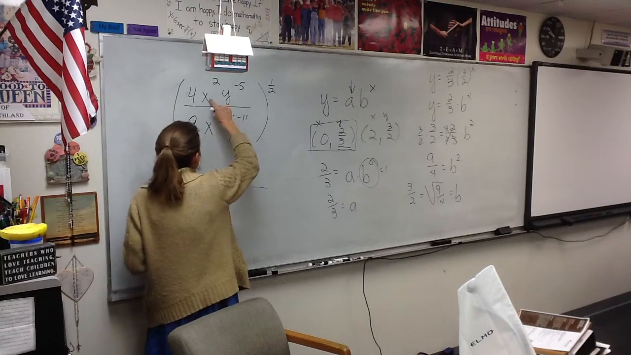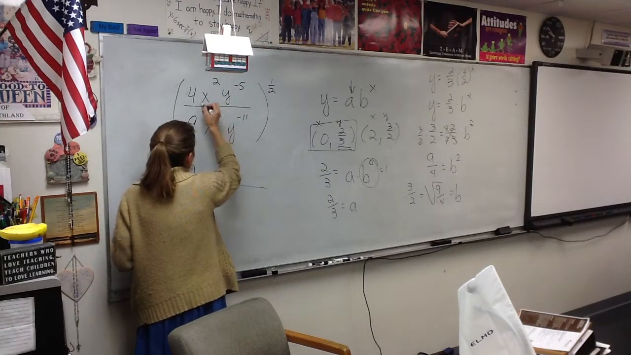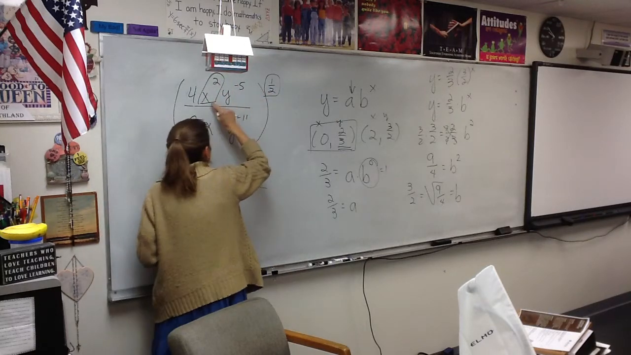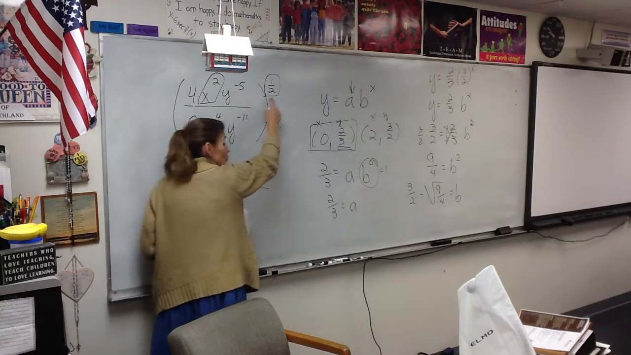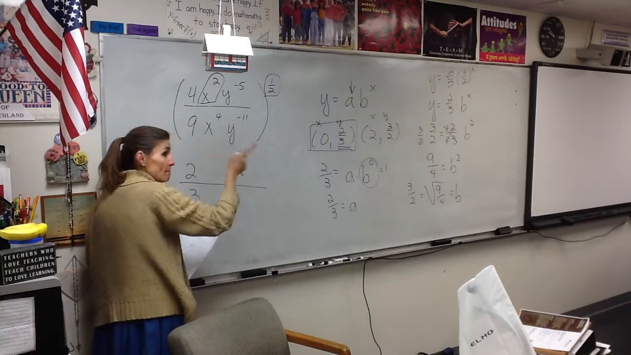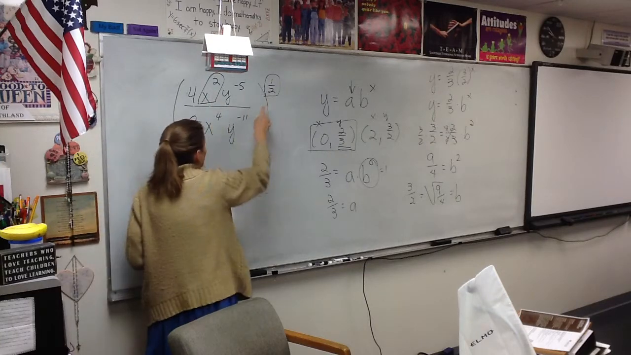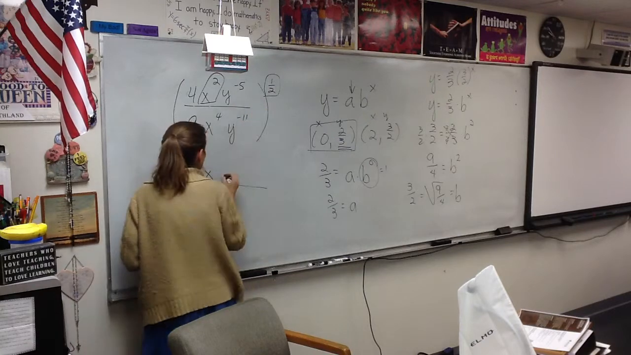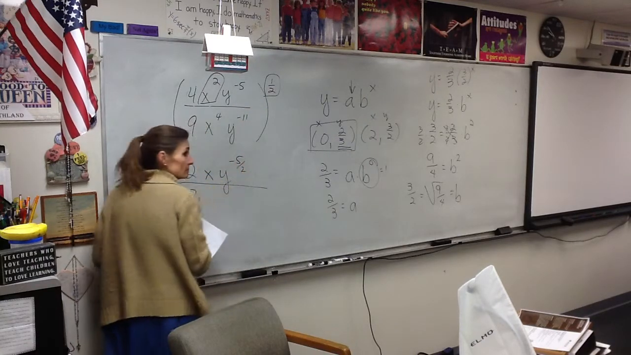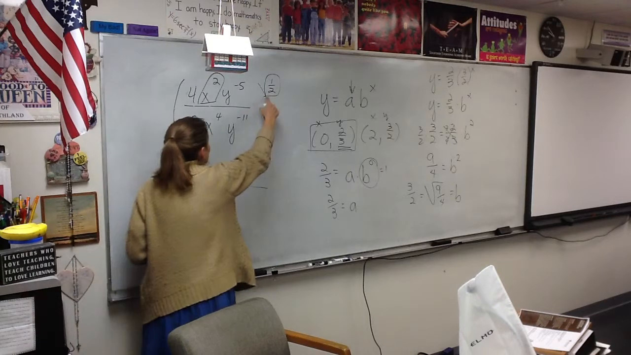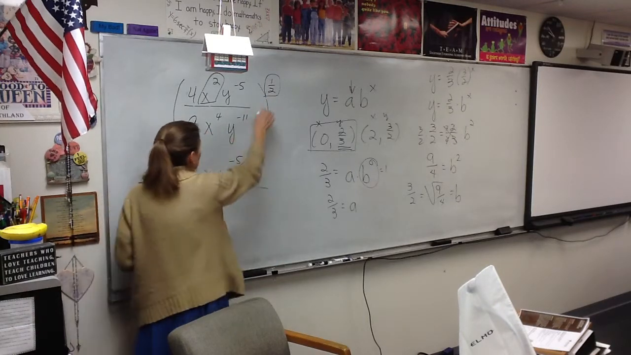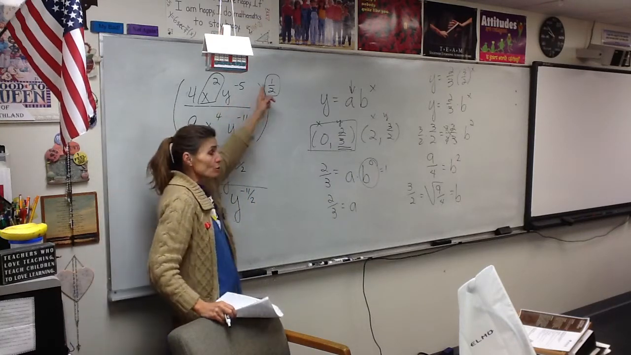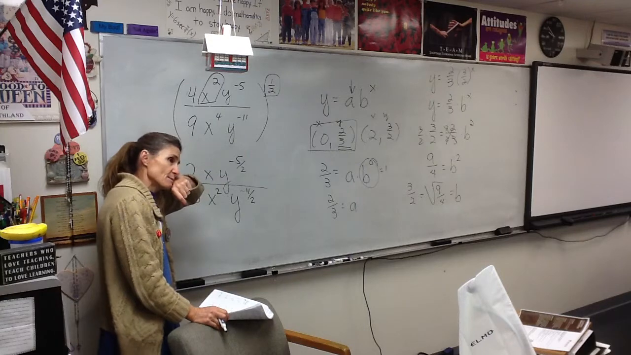Now, Ethan, I got to take this guy right here to this power also. When I raise something that's already to a power to another power, then I multiply them. So 2 times 1/2 is 1. This will be negative 5/2. This will be 2, and this will be negative 11/2. Because when I raise a power to another power, I multiply the exponents.